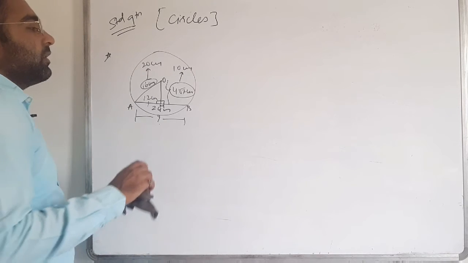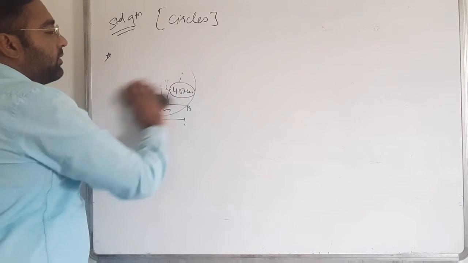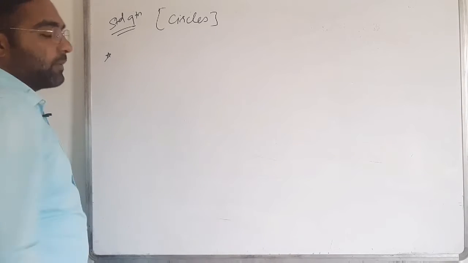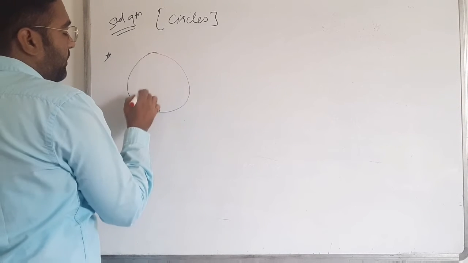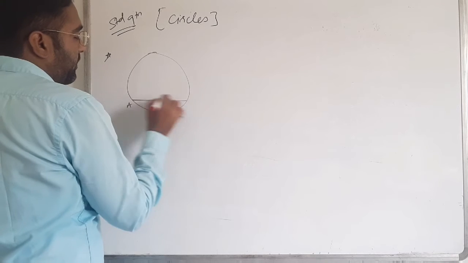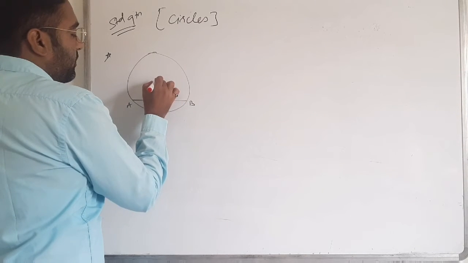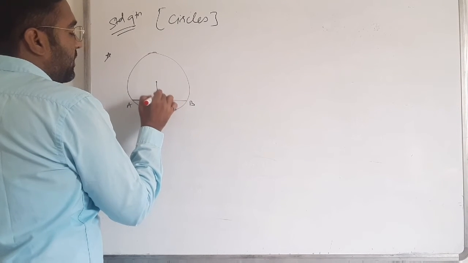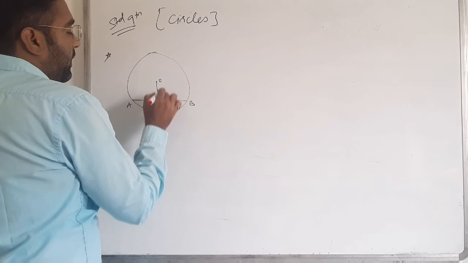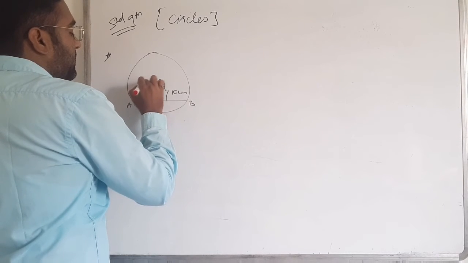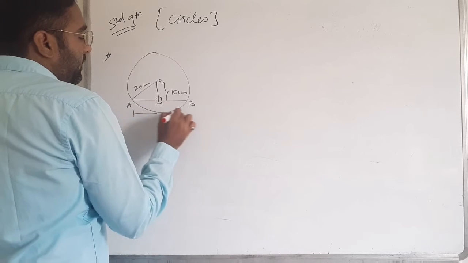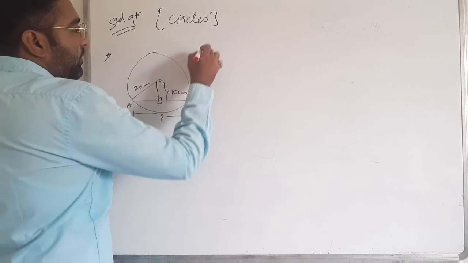Okay, now I can do this question. Now I'll do this question. So here from the center of the circle to the chord, OM is given as 10 centimeter, and my radius is given as 20 centimeter. I need to find the length of AB.